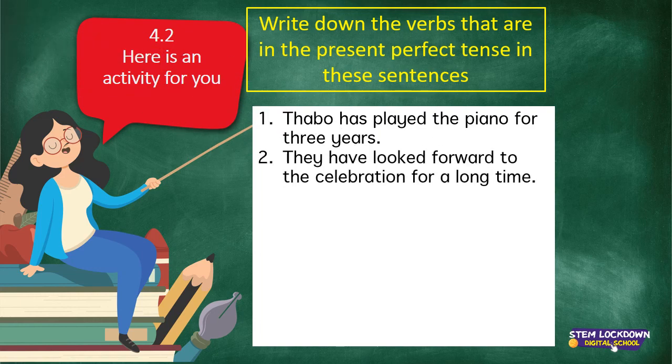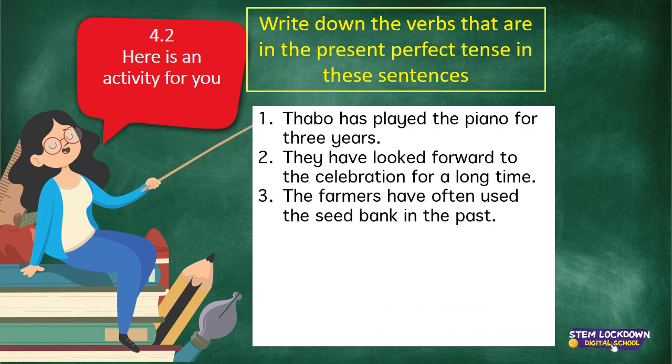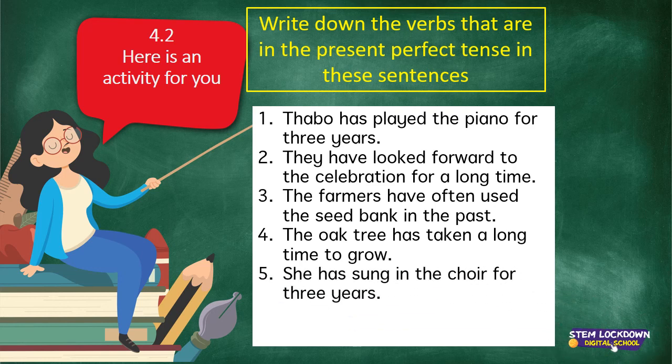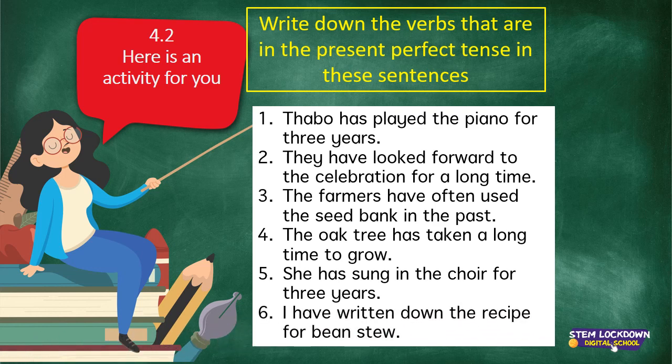Number 2, they have looked forward to the celebration for a long time. Number 3, the farmers have often used the seed bank in the past. Number 4, the oak tree has taken a long time to grow. Number 5, she has sung in the choir for 3 years. And number 6, I have written down the recipe for bean stew. Okay, write down the present perfect tense verbs and then we'll look at the answers.